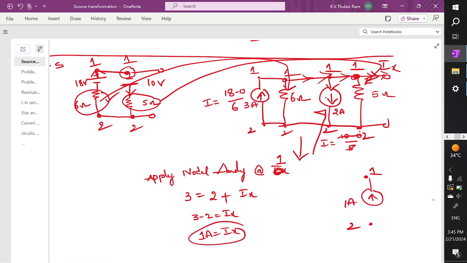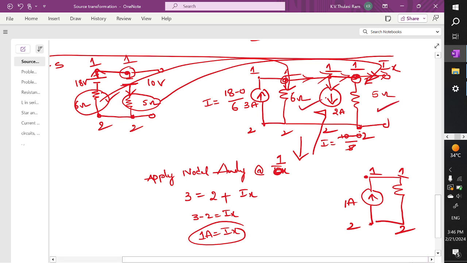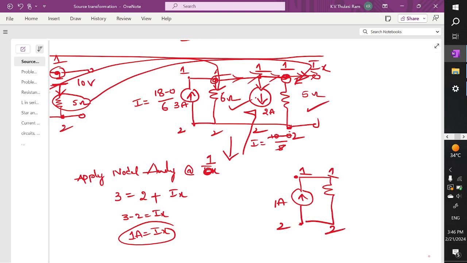1 ampere of this given direction, and we are going to have a shunt resistor. You can see here, between this 1 and 2, we have two resistors connected in parallel. That is 6 and 5 are connected in parallel. When two resistors are connected in parallel, what is the formula? 6 into 5 divided by 6 plus 5. When you solve it, you get 2.72 ohms.